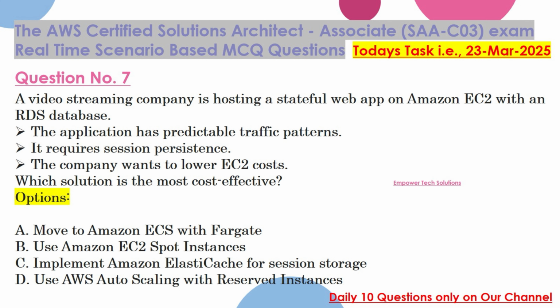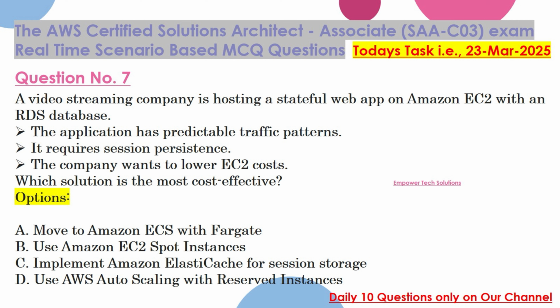Question 7. A video streaming company is hosting a stateful web app on Amazon EC2 with an RDS database. The application has predictable traffic patterns. It requires session persistence. The company wants to lower EC2 costs. Which solution is the most cost-effective?